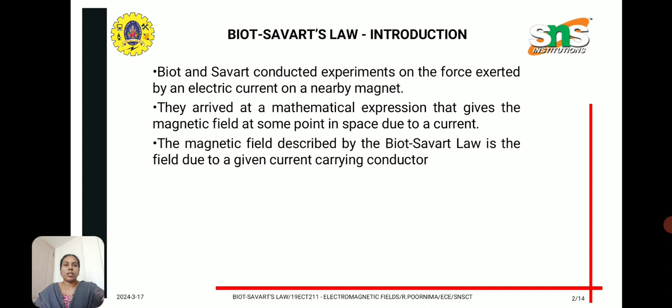So Biot Savart law is used for finding the magnetic field intensity. Biot and Savart conducted an experiment on the force exerted by an electric current on a nearby magnet. They arrived at a mathematical expression which gives the magnetic field at some point due to a current. This magnetic field described by Biot Savart law is the field due to the current carrying conductor. So it is used for finding the magnetic field due to the current carrying conductor.